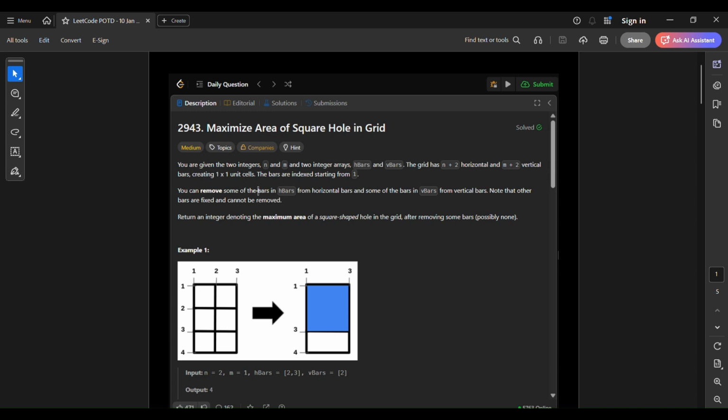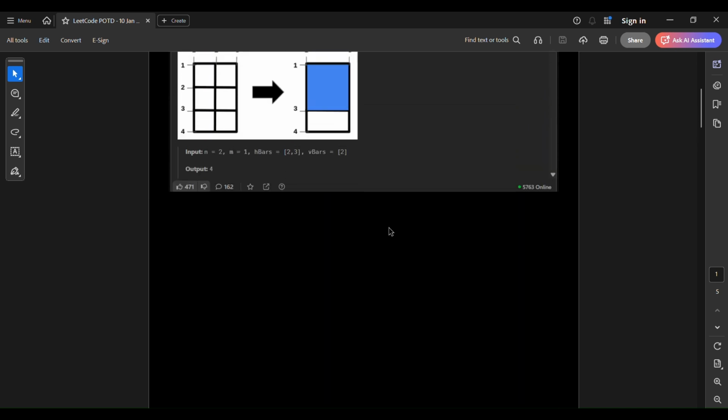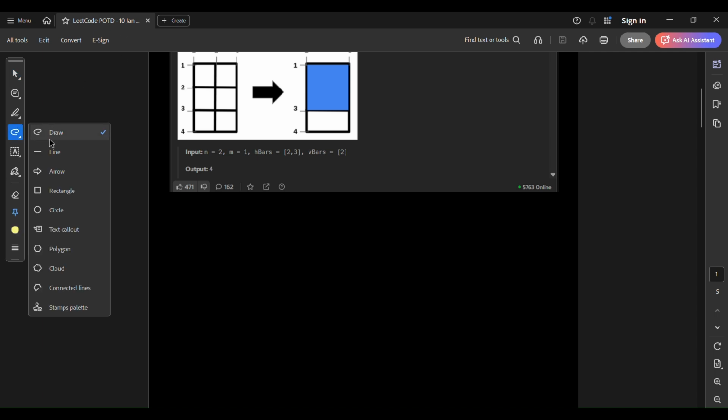You can remove some of the bars in h bars from the horizontal bars and some of the bars in v bars from the vertical bars. Note that the other bars are fixed and cannot be removed. Return an integer denoting the maximum area of square shaped hole in the grid. When we read the question we don't understand that much, so let's understand this question first.